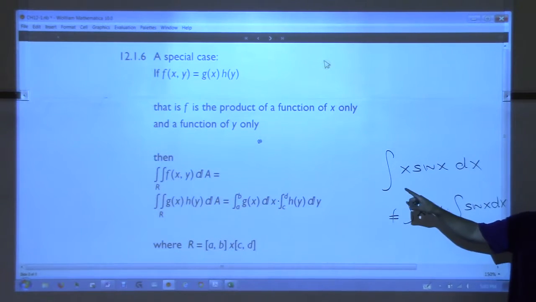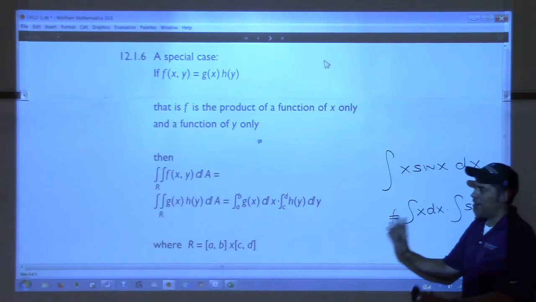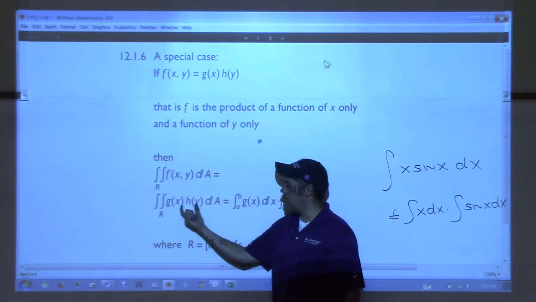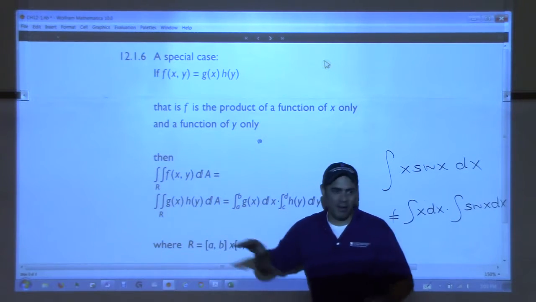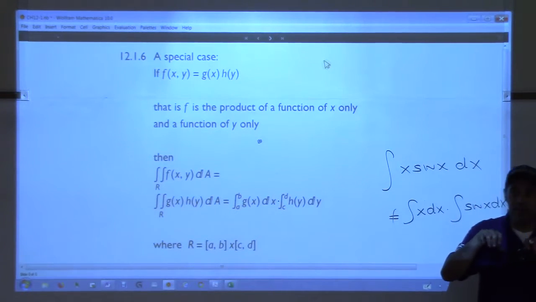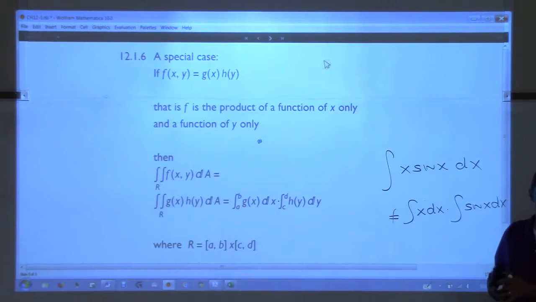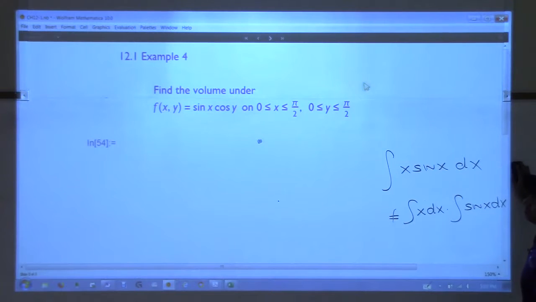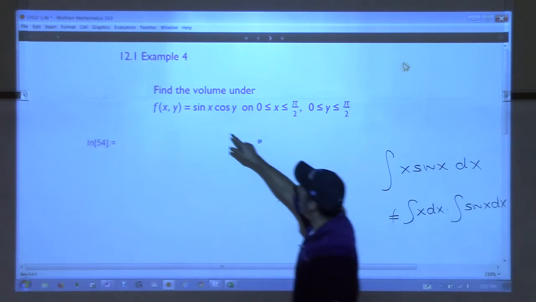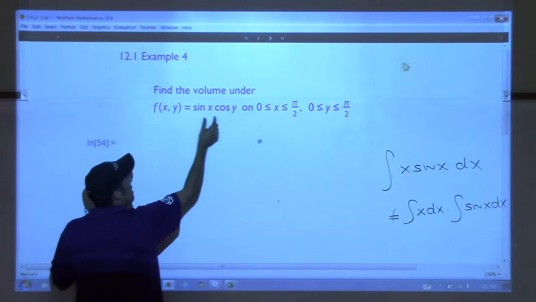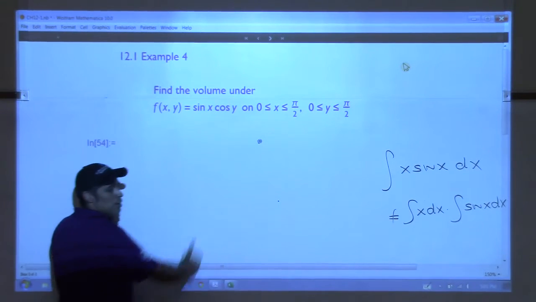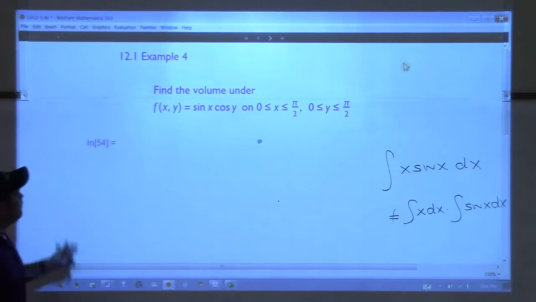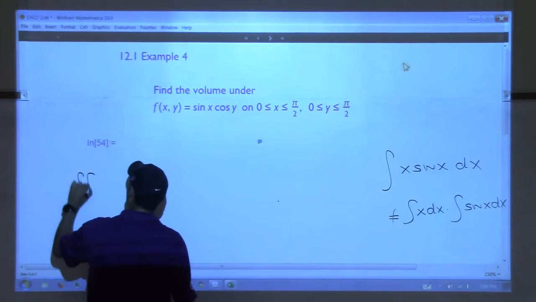Well, here there's a special case where you can take a double integral and split it into two single integrals, but this piece in here has to be two functions separated by multiplication, each of them independent of one another. So let me show you this example. So take a look at this one. See our surface? Sine x times cosine y. This is a function of x only, this is a function of y only, and they're separated by multiplication, right? So if I want to do this, what I can do is I can set up my double integral.